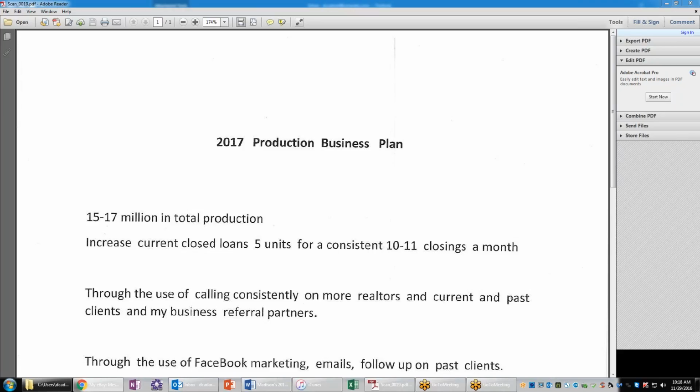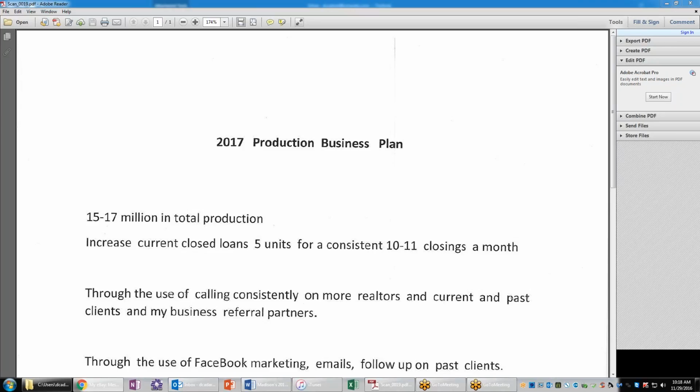I think it is realistic that your past clients, how big is your past client database? Almost 2,000. Okay, so we're going to have to scale that back. Let's just say 500 people for right now. And you're comfortable, yes. Okay, I think your past clients could easily generate another 5 loans a month. 5 times 12 is another 60.